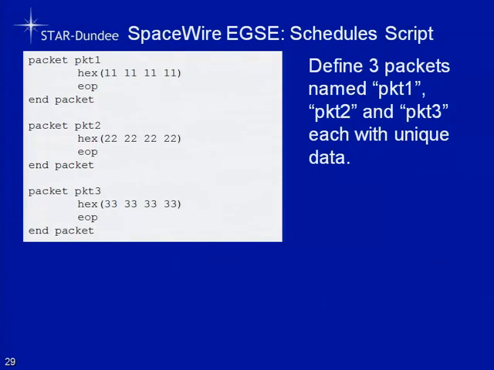The next example basically allows us to send 3 packets. So we've got packet 1, 2, and 3, and each has got some unique data. This time we're defining them in hex, so it's all 1s, all 2s, all 3s.